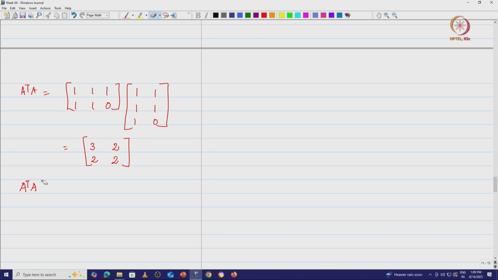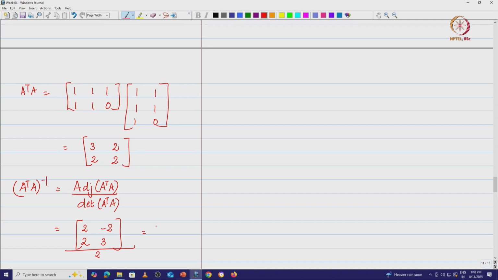A transpose A the whole inverse is basically the adjoint of A transpose A divided by the determinant of A transpose A. The adjoint of A transpose A, this is a 2 by 2 matrix, so all we need to do is swap the diagonal elements and change the sign of the off diagonal elements. So you are going to have this divided by the determinant, which is nothing but 6 minus 4, which is 2.